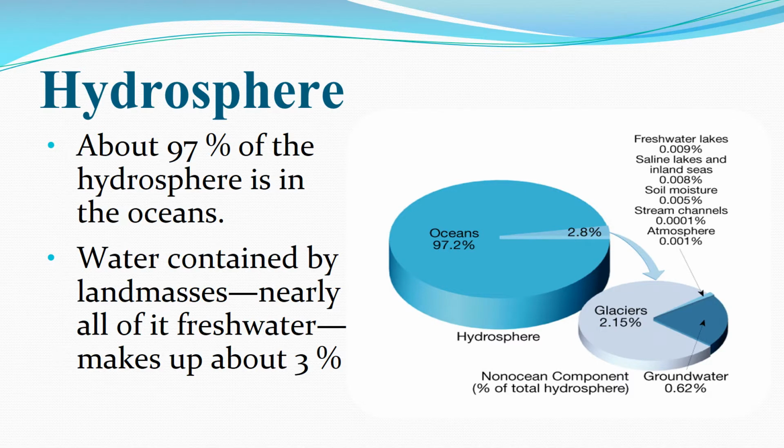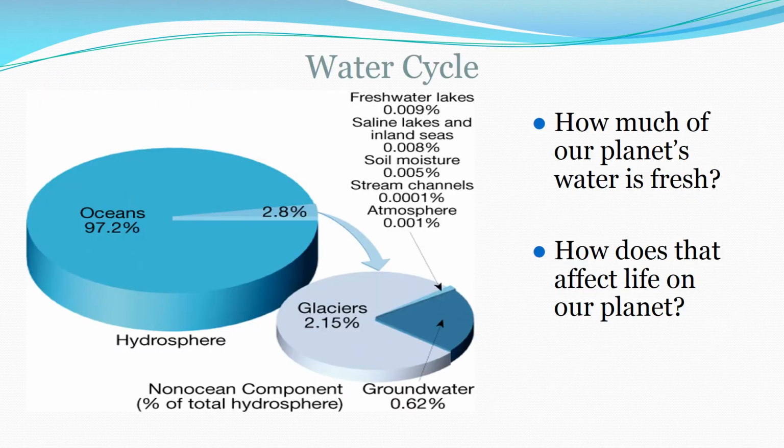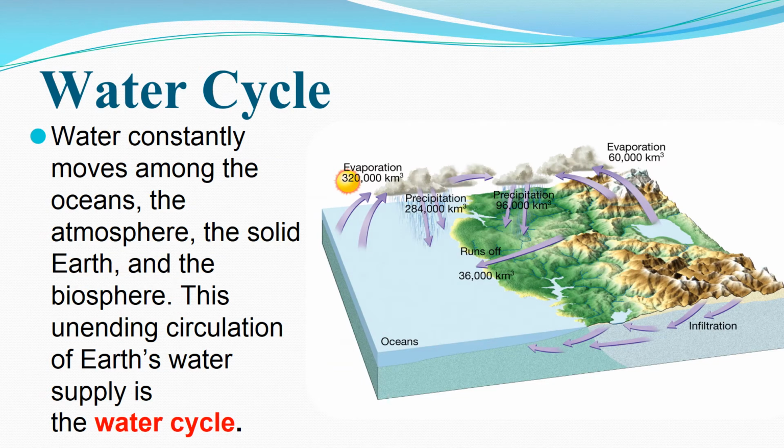So remember that 90% of the hydrosphere is in ocean. That means how much water we have. So 90% of the water here on Earth is ocean, and only 3% is going to be fresh water. Please remember the water cycle is constantly moving. Okay, it never stops. This is an unending circulation of Earth's water supply. Okay, and that is called the water cycle.